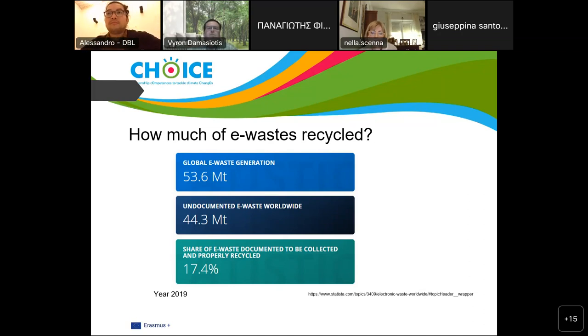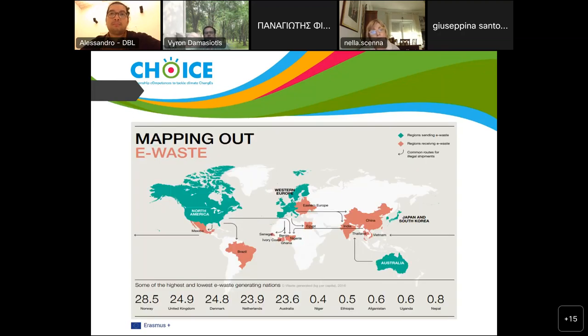We have a huge amount of e-waste that travels around the world and is thrown in landfills instead of being properly managed and recycled. This map shows the problem of e-waste. Green are countries that send e-waste, and red are regions that receive e-waste. They also produce e-waste, but in very small amounts. For example, at the lower side of this picture, you can see that the United Kingdom produces 24.9% of e-waste, Denmark 24.8%, while Ethiopia only 0.5%, Afghanistan 0.6%, Nepal 0.8%. So there's a huge difference in e-waste produced by different countries.